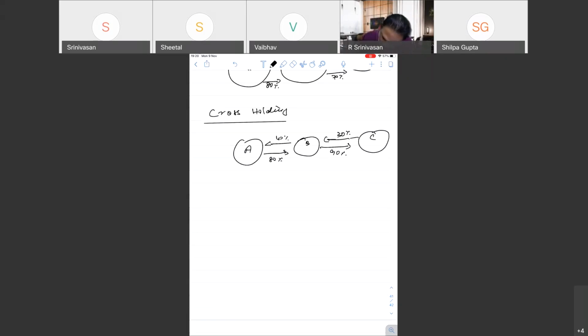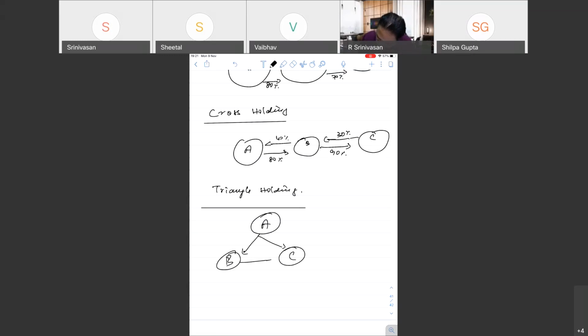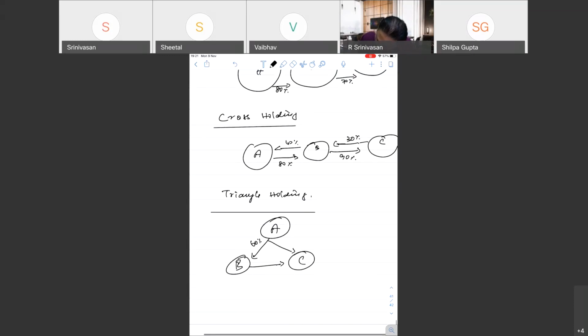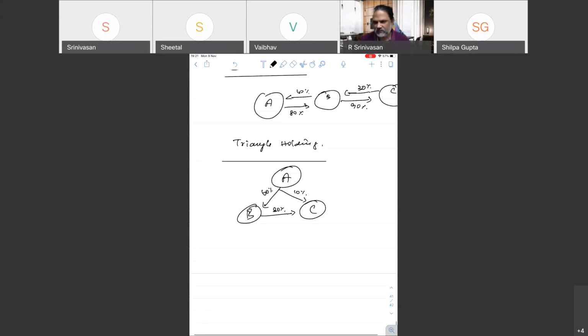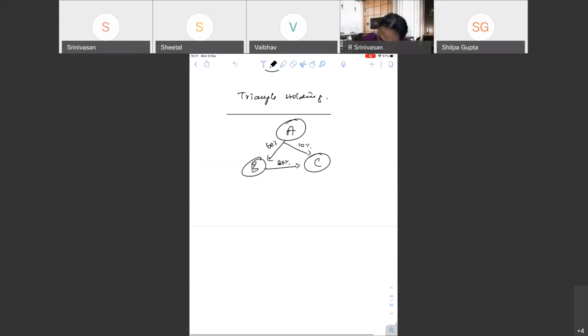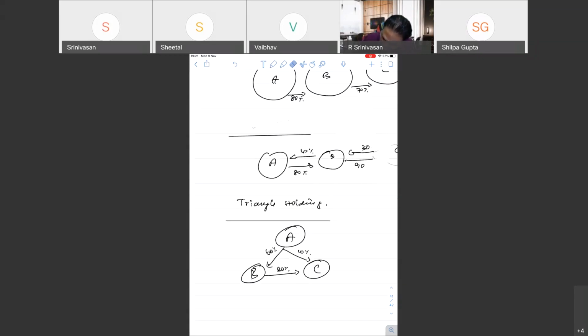And another one is also there, that is triangle holding. A, B, C are there. A is holding in B, A is holding in C, and B is holding in C. So here 60%, and B is holding 80%. A is holding 10% here in C. So this is a triangle holding. Okay, getting it? Yes, sir. This is not there in the course, so let us not go into it.